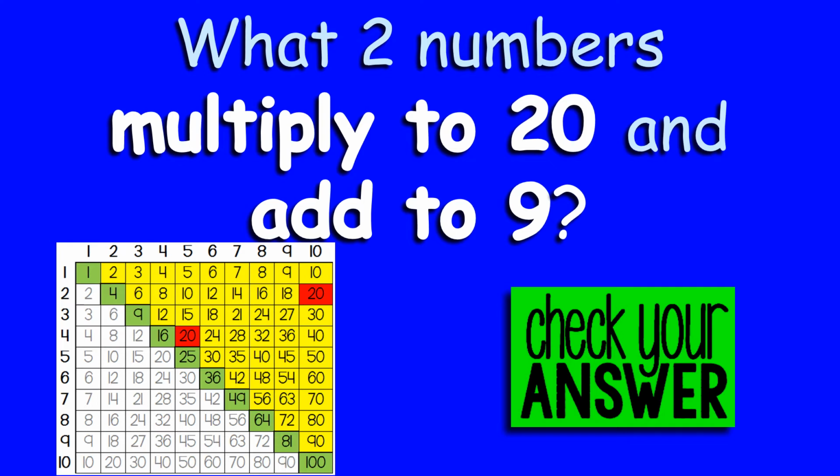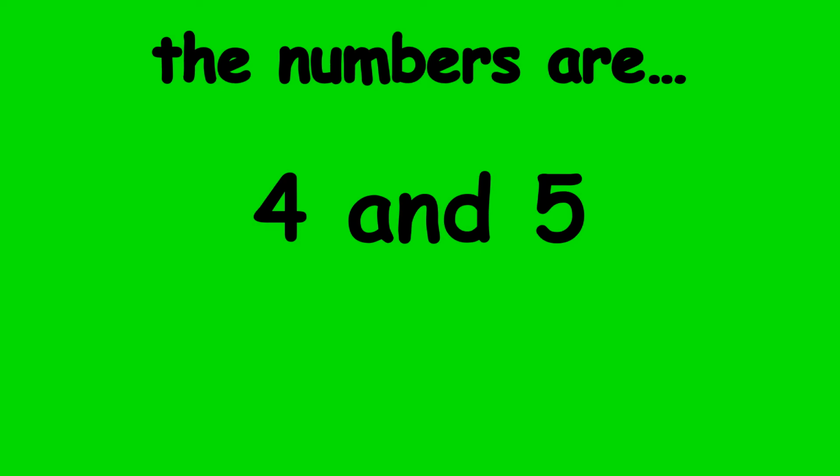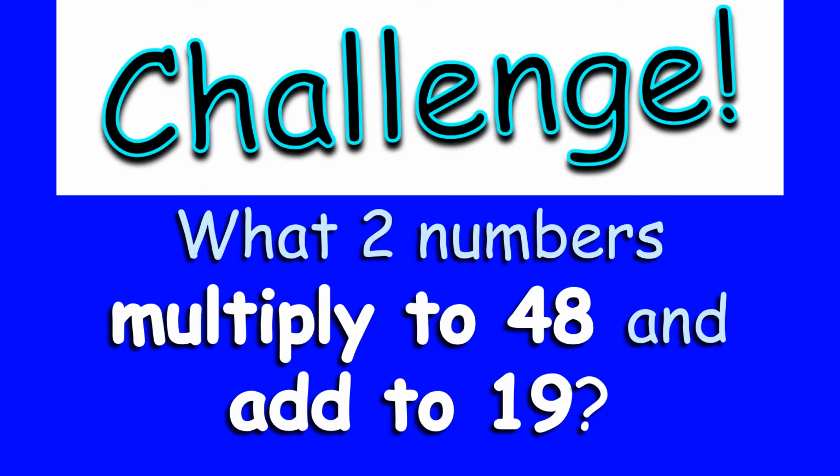So a different factor pair. You're thinking, well, 10 and 2, no. 20 by 1, no. The answer is 4 and 5. So now I'm making it a bit harder. I've also taken away our table. So let's see how you do at this one.